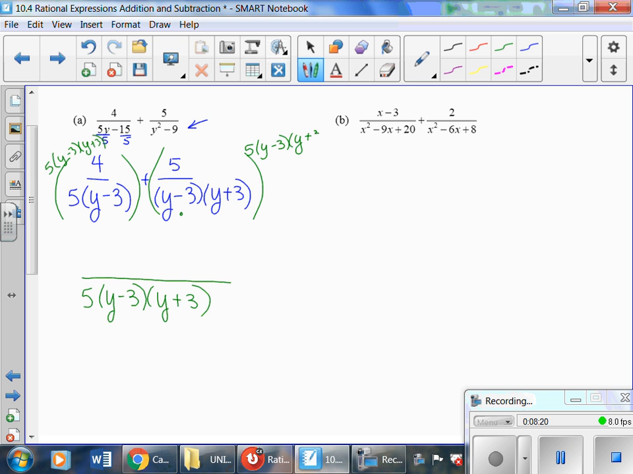And I put this because I think it's easier to see what I'm canceling. Because in here, I can cancel my 5s, I can cancel the y minus 3s, and I'm left with the y plus 3. So in my numerator, I'm left with y plus 3. All right, now in the second fraction, I'm going to cancel out both of these, y minus 3 and y plus 3. And I'm left with this 5 here. So I'm going to get 5 times 5.